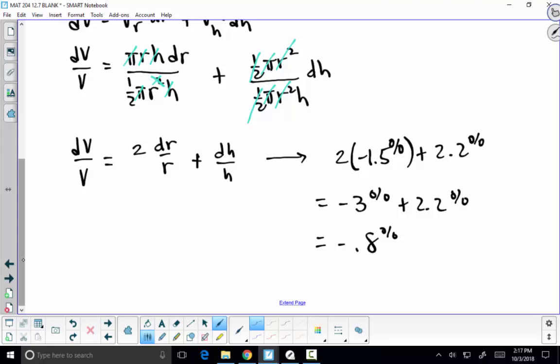That's so cool. Like, we got down to dr over r and dh over h, and literally you can just plug them in. Plug them in and evaluate. Yeah, it's pretty simple. That's nice. Yeah, 'cause that's a lot to do.